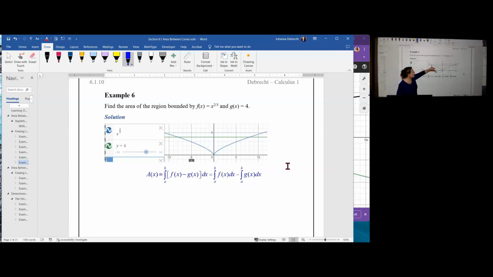Now, how can you find the 2 points of intersection? Again, you have to set the equations equal to each other and solve for the x coordinate.